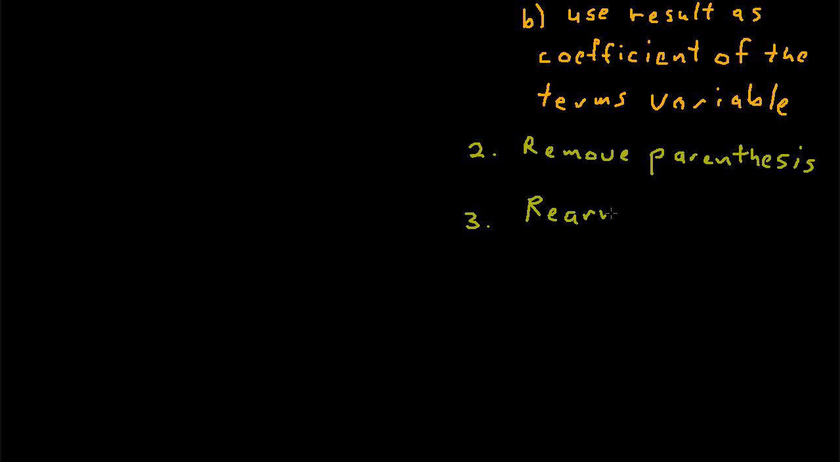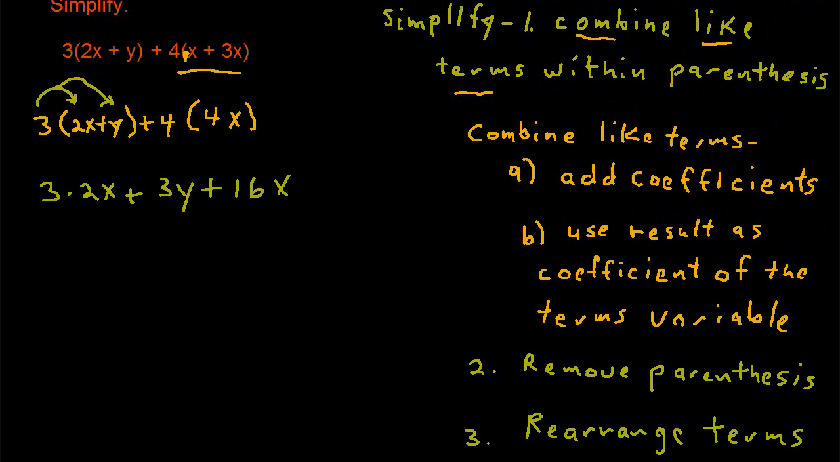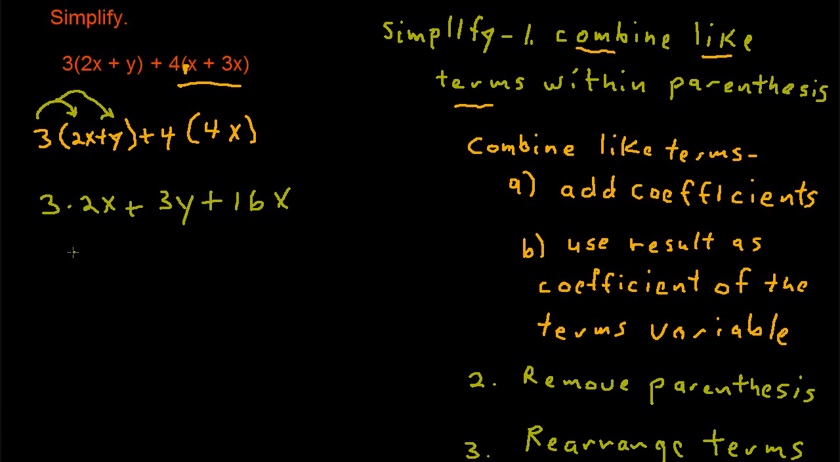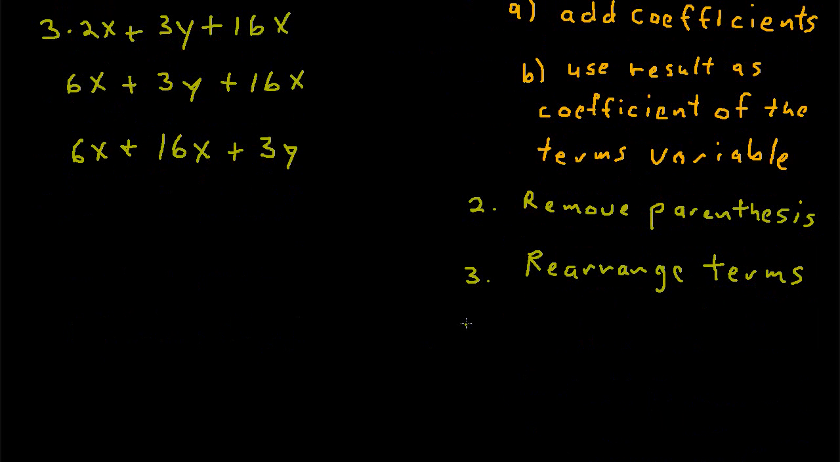What's the next step in simplifying? To rearrange terms. We would like to rearrange the terms so that we have like terms together. Before we do that, we better multiply the 3 times 2, which is 6x, plus 3y, plus 16x. And now let's rearrange the terms. Let's put the two terms that have x as the variable together by using the commutative property. We've just switched the 3y and the 16x.